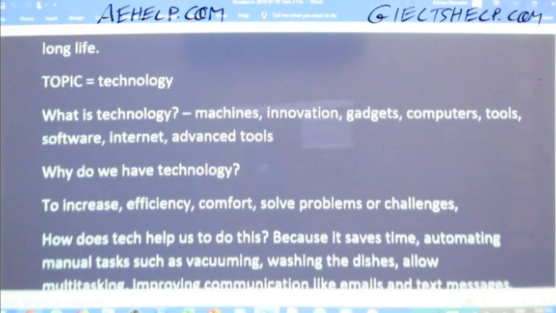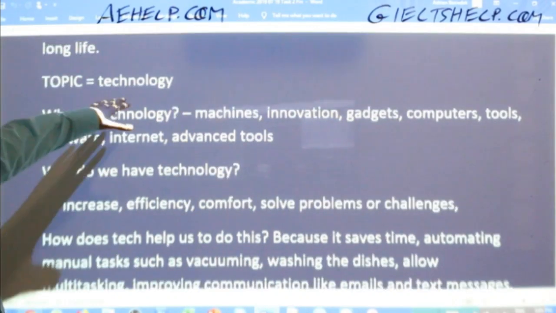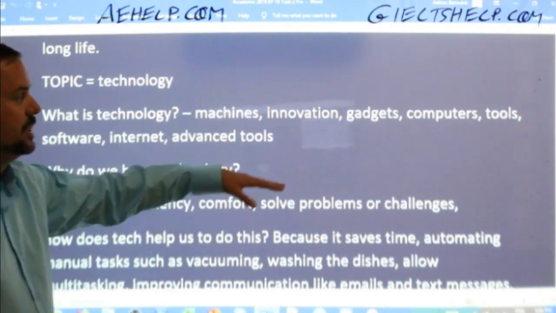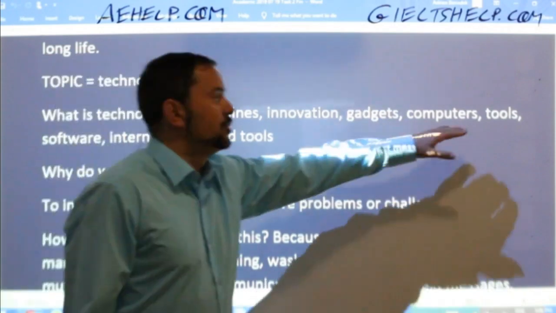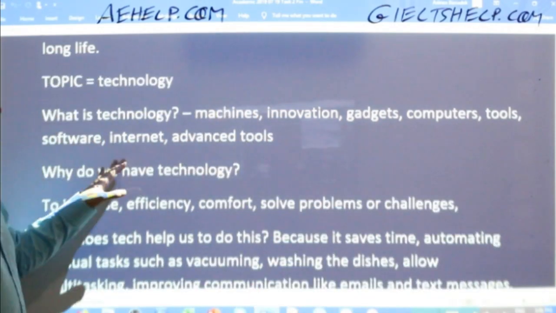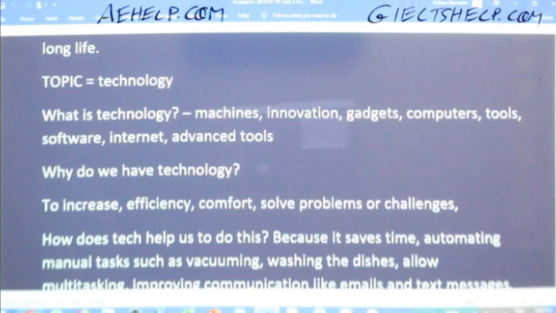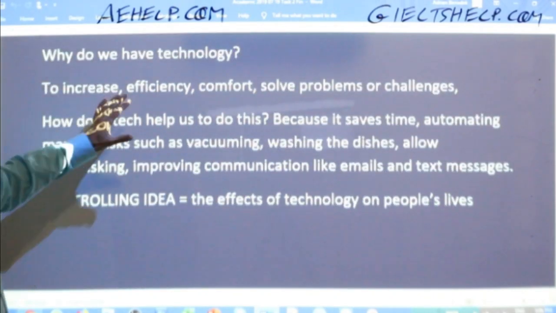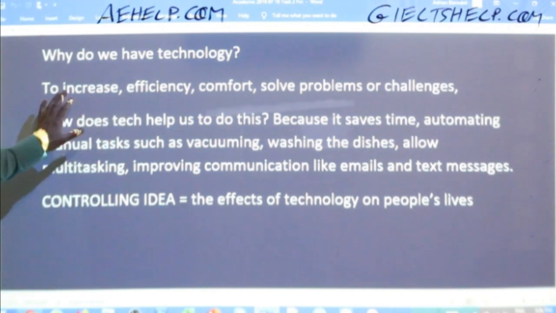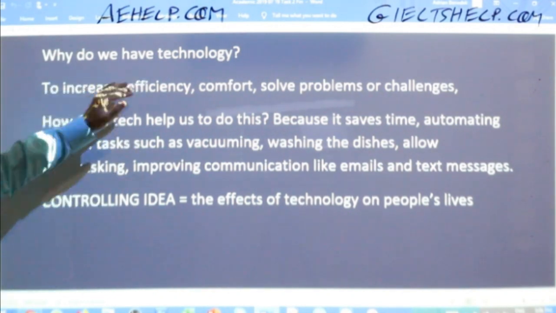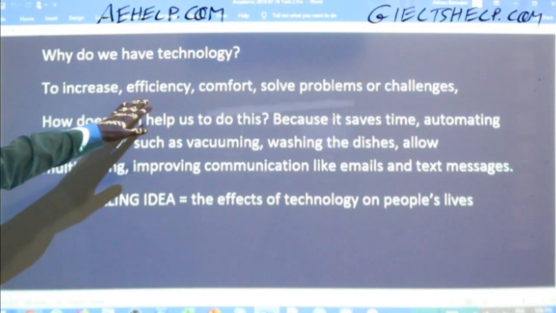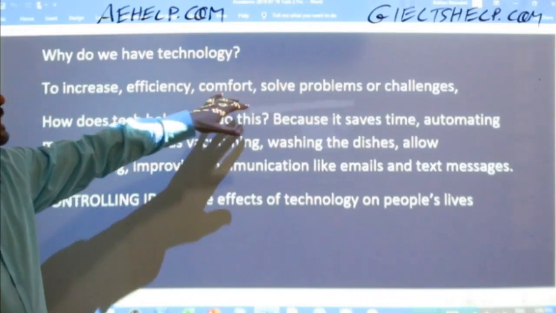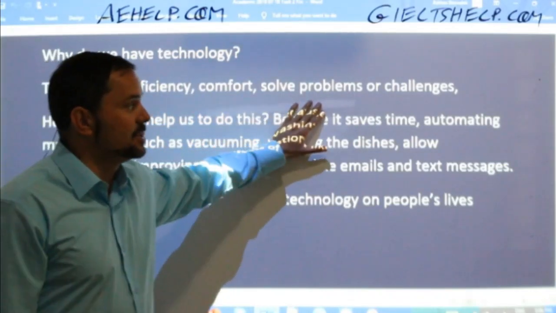All right. So the topic for this question is technology. What is technology? It's machines, it's innovation, gadgets, computers, tools, software, the internet. That's what technology is. Why do we have technology? So right now I'm going through what we did for the planning in this Task 2 question. Why do we have technology? It increases efficiency and comfort levels, it makes us more comfortable, and helps to solve problems and challenges.